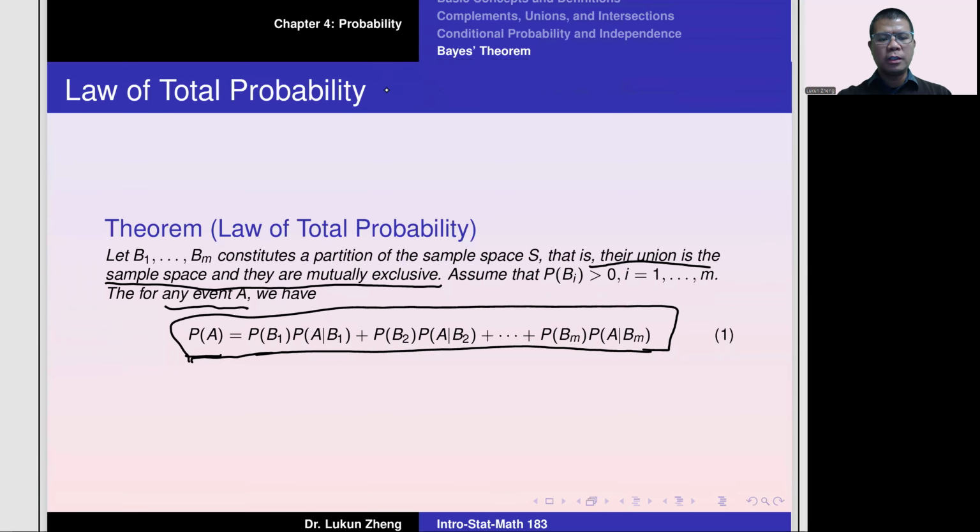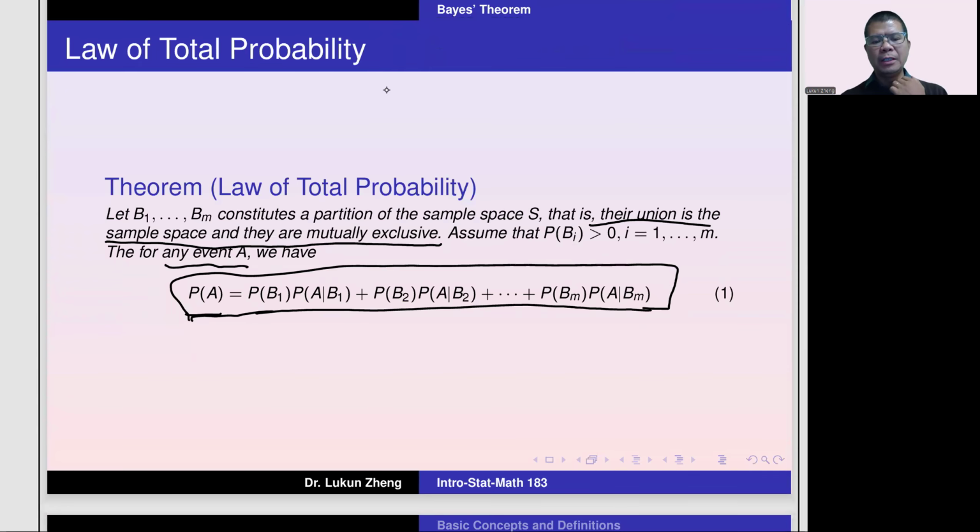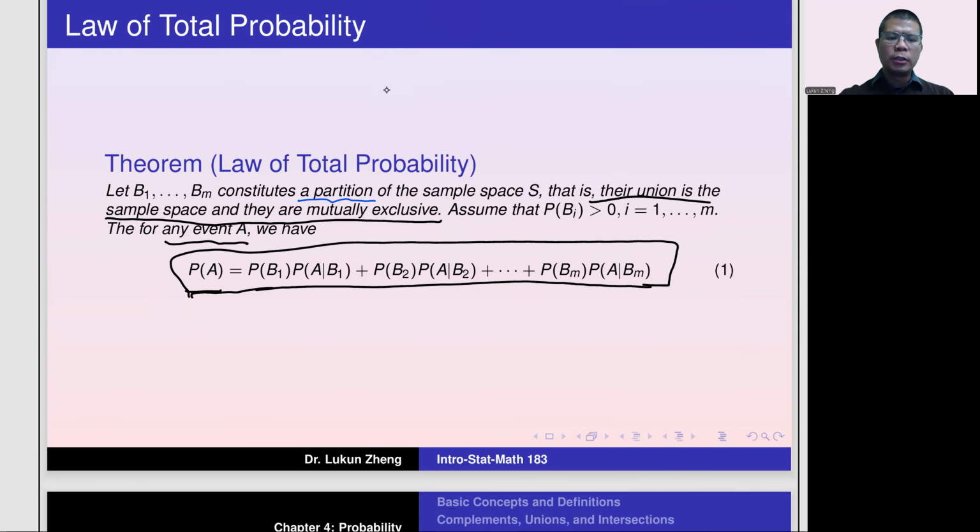So firstly is the law of total probability. Here it is a partition, right? So B1, B2, ..., Bm is a partition. Then for any given A, we have the following formula. Probability of A equals this one. All right, so some typical examples.